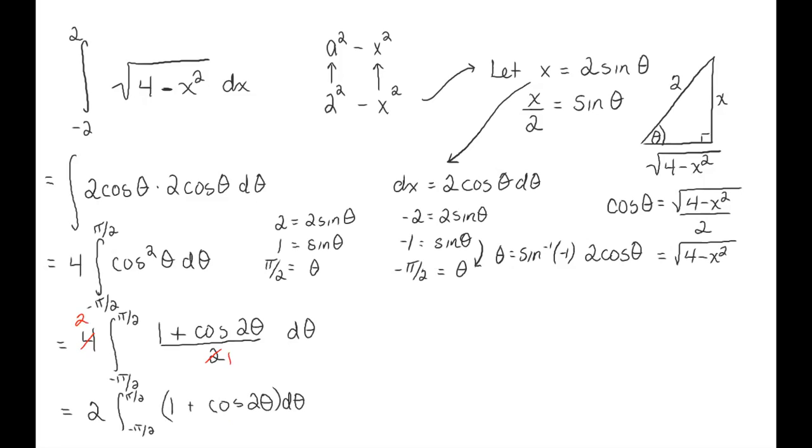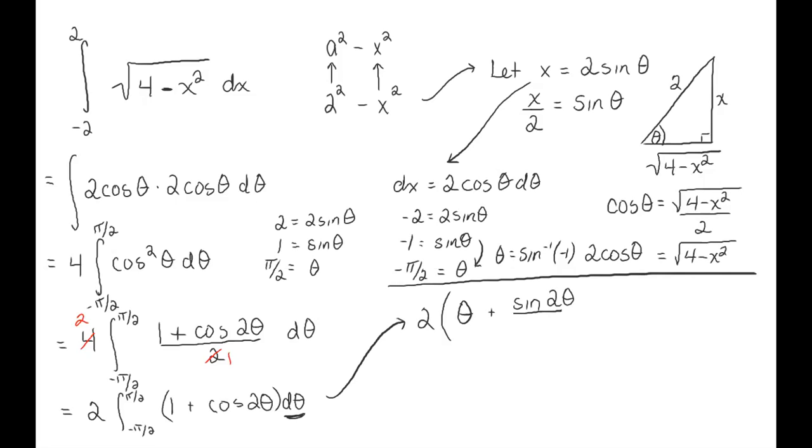Now, this is where you want to be really careful. Remember, our angle is theta. So what's the integral of 1? Our variable is theta. Integral of 1 is theta, not x. Wait, you said integral. Oh, yeah. Okay. Our integral of 1 is whatever our variable of integration is, but our variable of integration is theta, so be very careful. Integral of cosine 2 theta is sine 2 theta divided by 2. And we're evaluating this from negative pi over 2 to pi over 2.